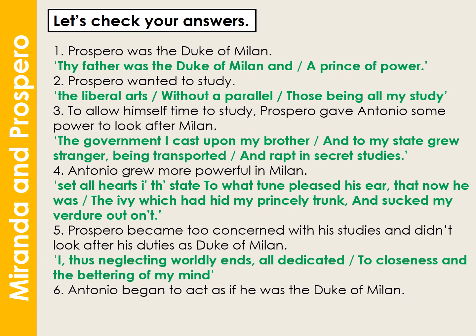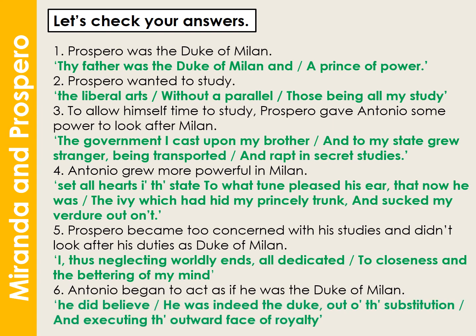Number 6, Antonio began to act as if he was the Duke of Milan. "He did believe he was indeed the Duke, out of the substitution and executing the outward face of royalty." So that's what you should have underlined for number 6. He really began to think that this was his role, that's what he was entitled to, and that Prospero was never there at all.